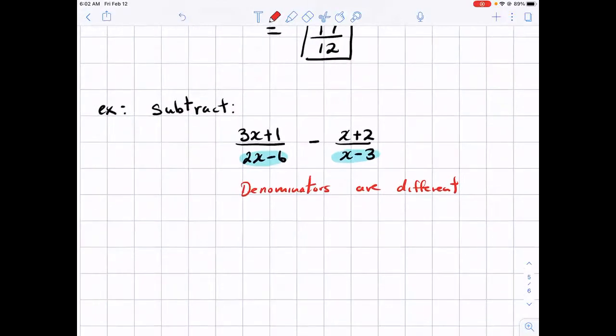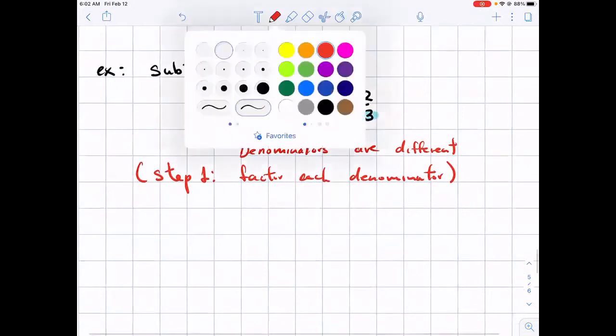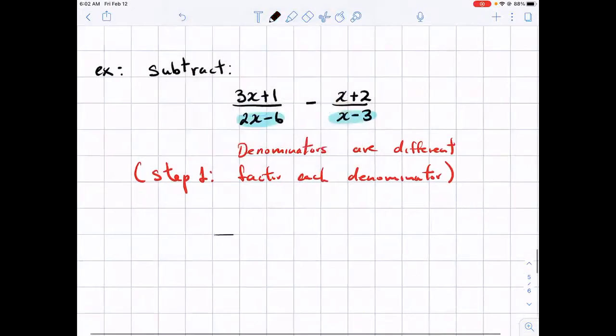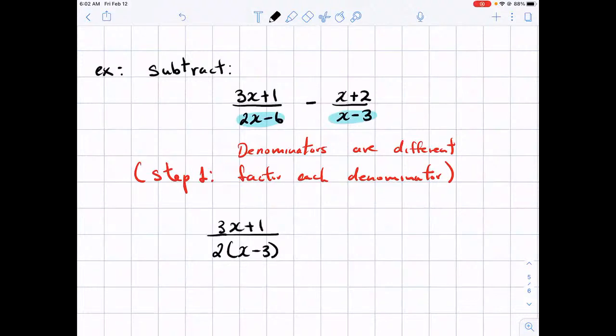So if the denominators are different, step 1, factor each denominator. So if we factor each denominator, this becomes 2 parentheses x minus 3. 3x plus 1 stays in the top. Minus, there's nothing to factor in x minus 3, so it stays.